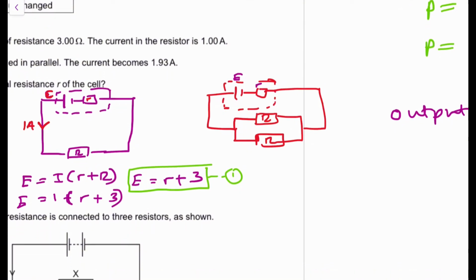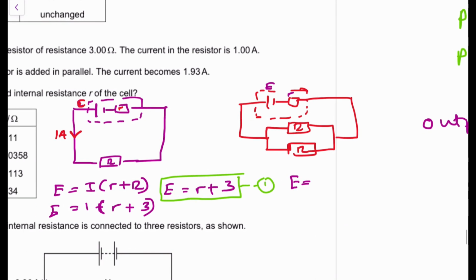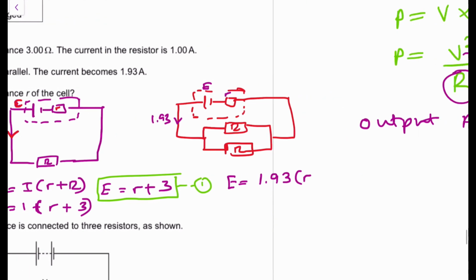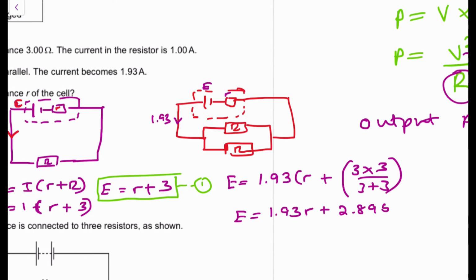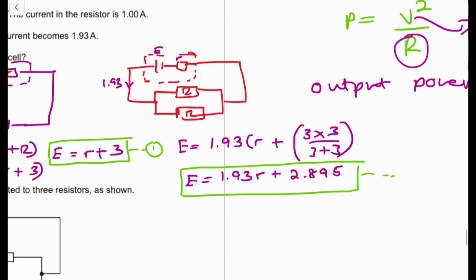Let's apply the same law. The value for E is going to be equivalent to the current, which is now 1.93, multiplied by the small letter r, plus this time the total resistance, which will be 3 times 3 divided by 3 plus 3. Why? Because this is the total resistance that you're going to have for 3 and 3 in parallel. So your value of E is going to be equivalent to 1.93 r plus 1.93 times 1.5, and this is going to be 2.895. We close this, and this is going to give us the second equation.